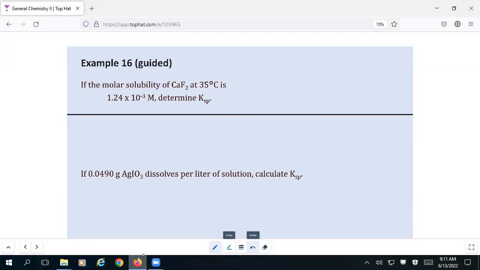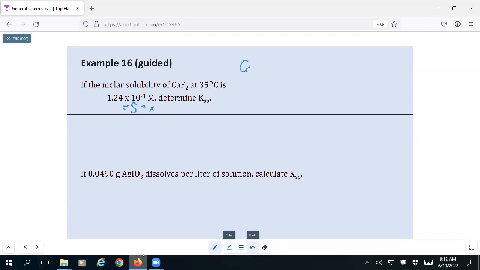Couple more problems here. If the molar solubility of calcium fluoride at 35 Celsius is 1.24 times 10 to the negative third molar, determine Ksp. So just reminding ourselves here, 1.24 times 10 to the negative third molar, that is our molar solubility S, which is also our value of x.